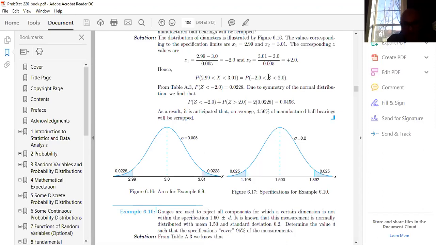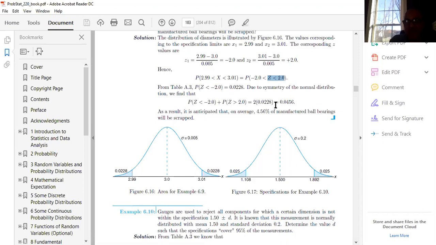If I go for Z less than negative 2, and look up this value on the table, I'm going to get the probability 0.228. Because of the symmetry, both sides have exactly the same value, 0.228 and 0.228, so we can just multiply it by 2. No need to find another value. If you multiply it by 2, that is 0.0456, right? So that is your answer.